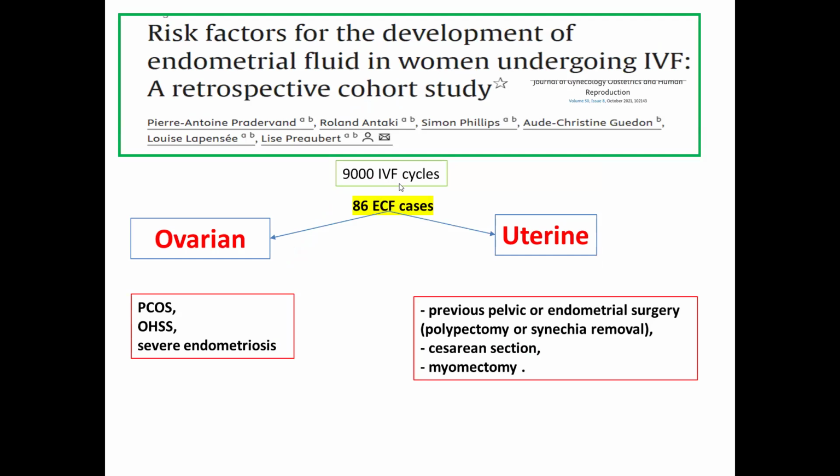And in this big-sized retrospective study, they found the risk factor for developing this fluid is uterine also, as I told you, previous pelvic or endometrial surgery, cesarean section, myomectomy, ovarian like PCOS or ovarian hyperstimulation, or severe endometriosis.